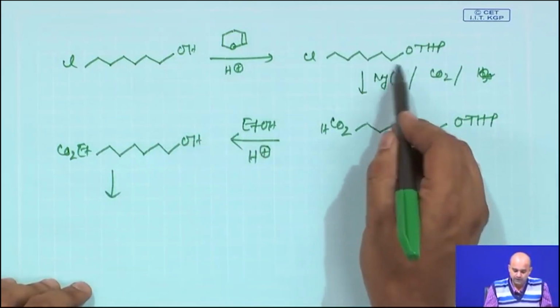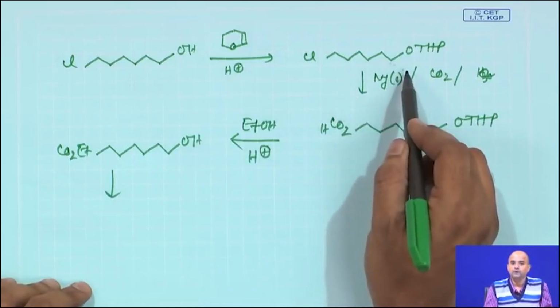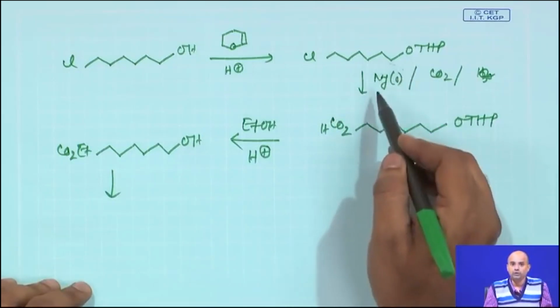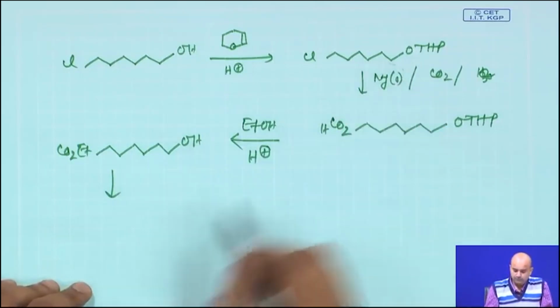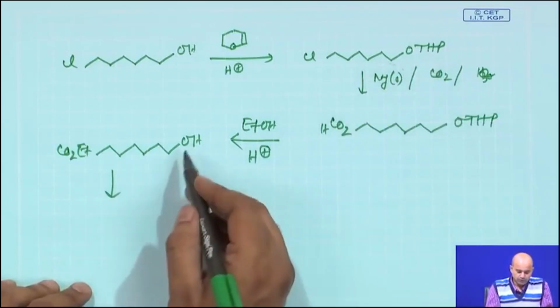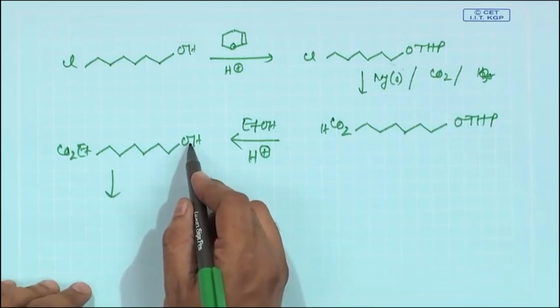The only thing is, for the Grignard reaction the free alcohol was not recommended, that is why we protected it with the corresponding THP ether. So, next what you need to do? You need to convert this alcohol to its cyanide.